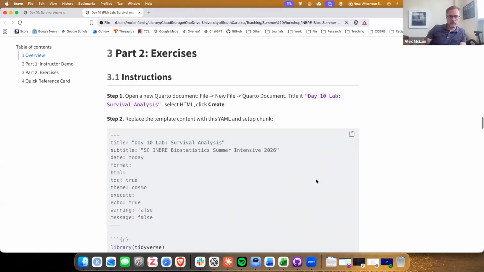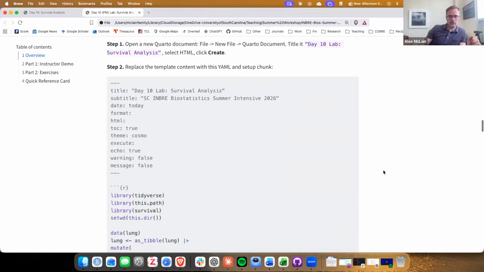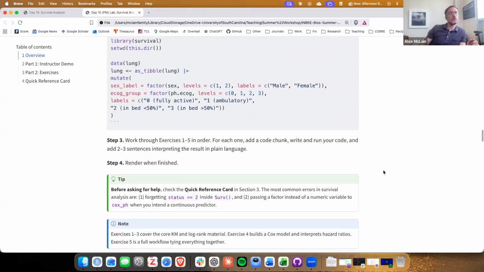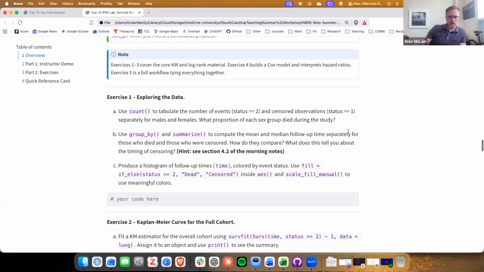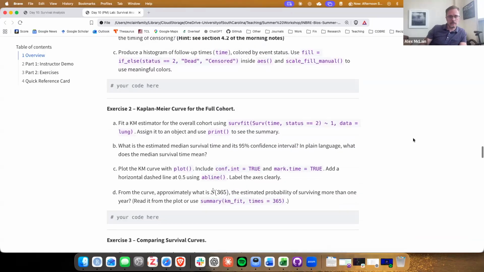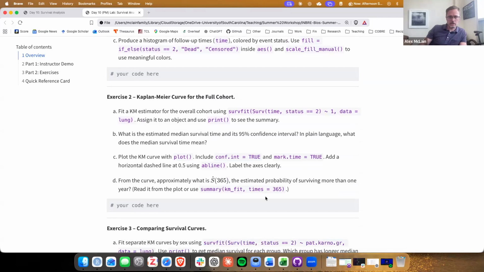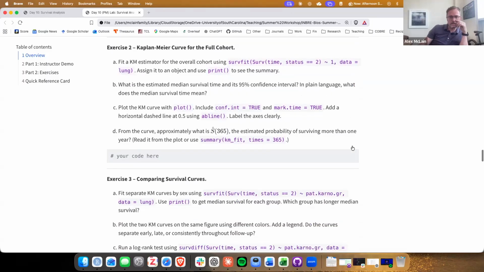Okay, now we're going to get to the exercises. We're going to do these similar to usual, with one little difference. Skip the first one, which is just looking at the data. We're actually going to skip the second one also, because it's just repeating what we did in the morning, the overall survival curve. Something we want to do, but you can just copy the code from the morning to get that.